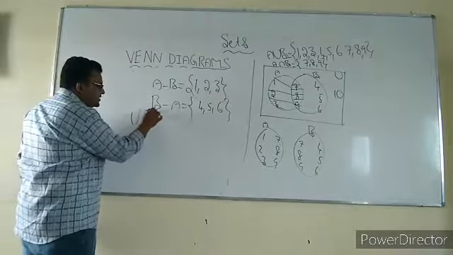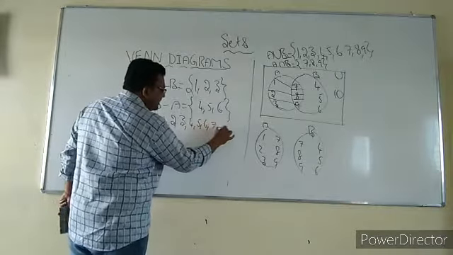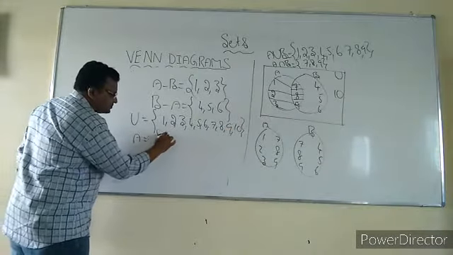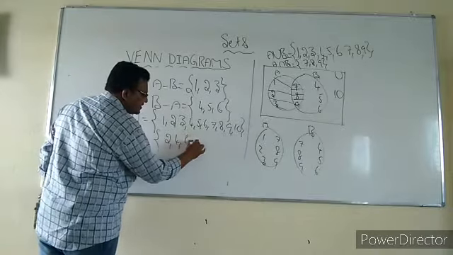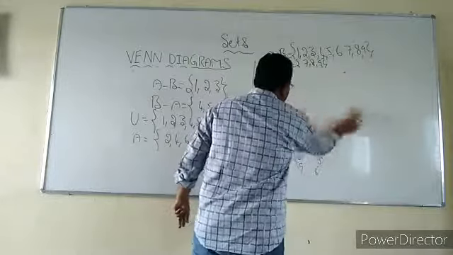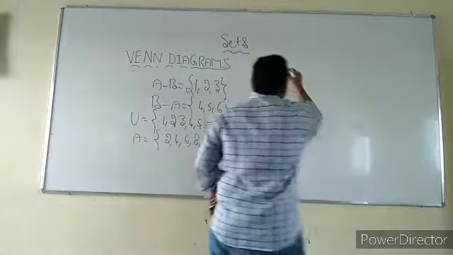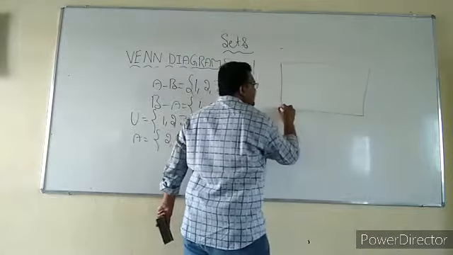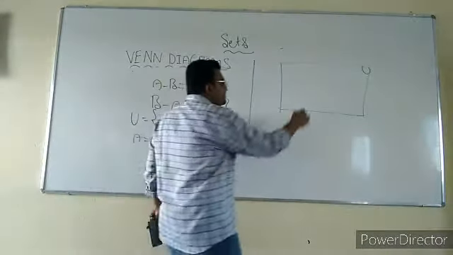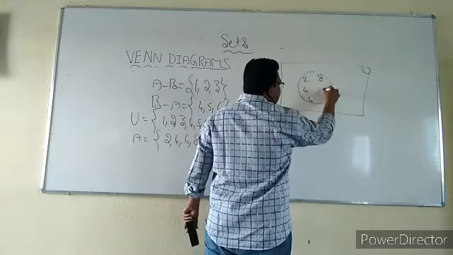So take U is equal to 1, 2, 3, 4, 5, 6, 7, 8, 9 and 10. And A as 2, 4, 6, 8 and 10. And what is A dash? Means universal set, use a rectangle. The elements are 1 to 10. In the set A, the elements are 2, 4, 6, 8, 10.